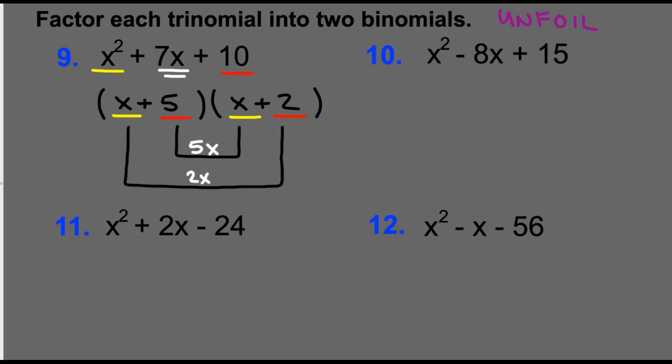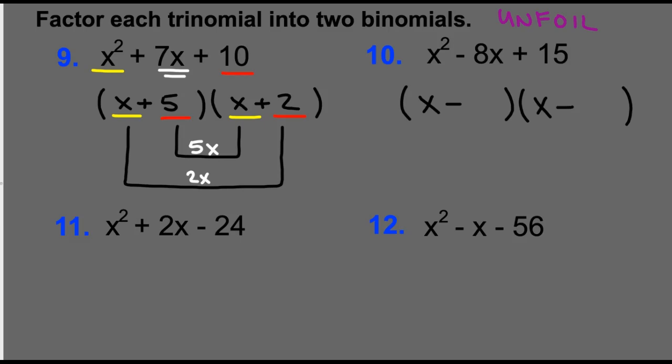All right, let's try it again. This one, I'm not going to do all the fancy colors all the time. So right here, we're going to have x and x. The last term is positive again, so the signs are going to be the same. But the middle term's negative, so they have to add up to -8x, so they're both going to be minus, minus.